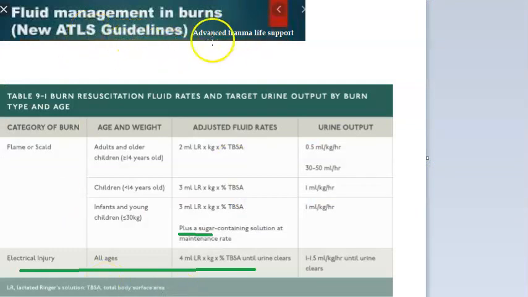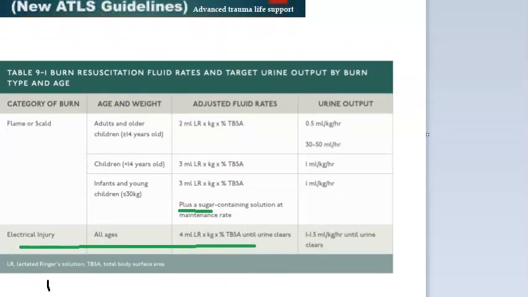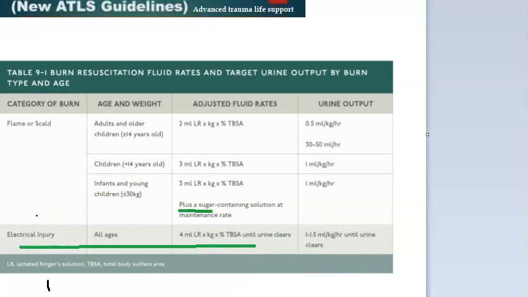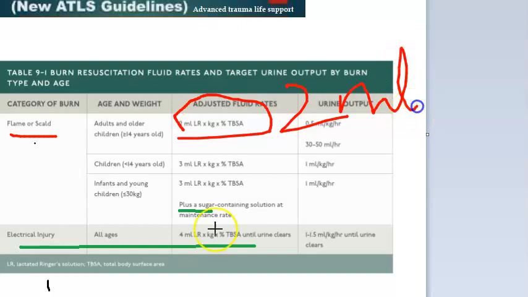Look at this, Advanced Trauma Life Support. Here, guys, the formula whatever you just studied actually applies only if it is an electrical injury. That is 4 into the percentage into the TBSA. Actually, for the normal burns, which are not electrical, they are recommending 2 into percentage into kg. Guys, it's 2 into in the ATLS guideline.